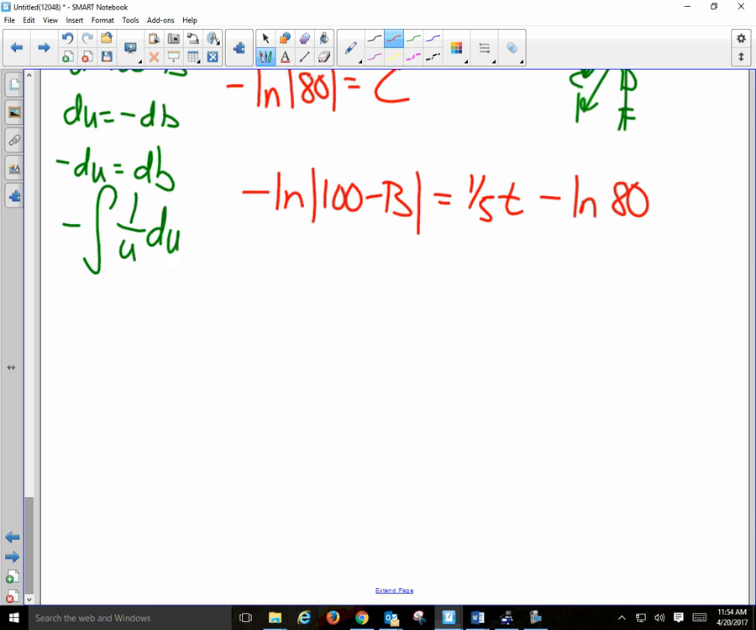Solve. Nope, because it's already positive. Natural log of 100 minus b is equal to natural log of 80 minus 1/5 t. Now what? Create a base of e.